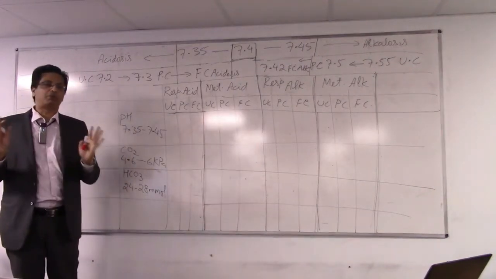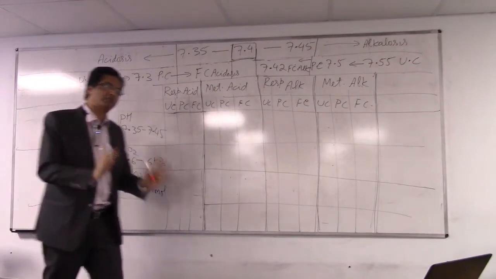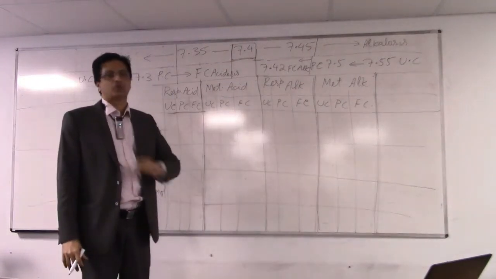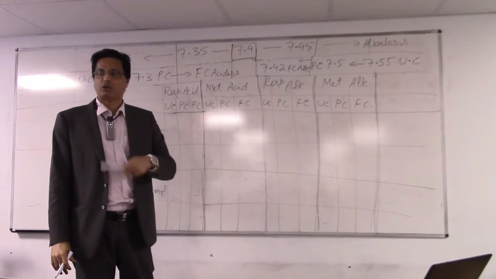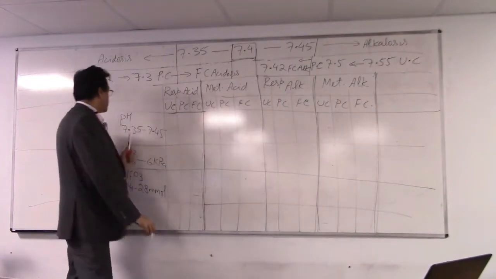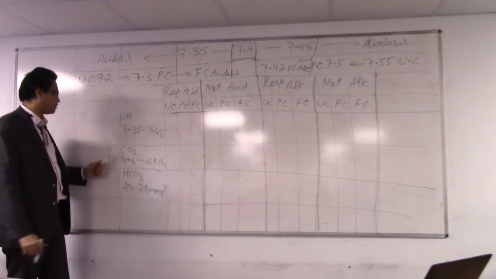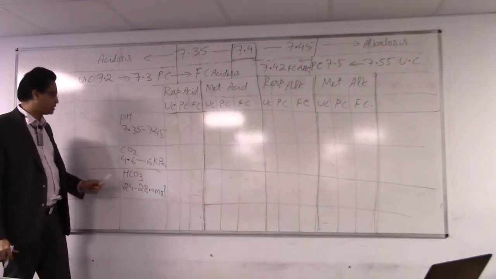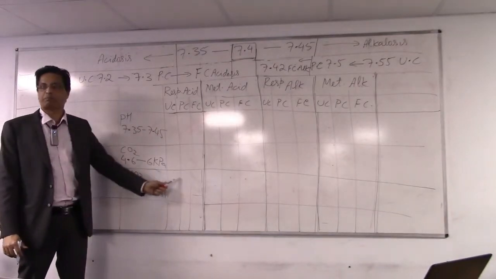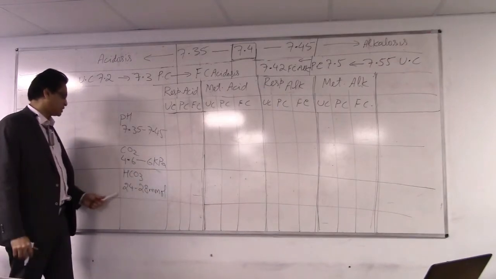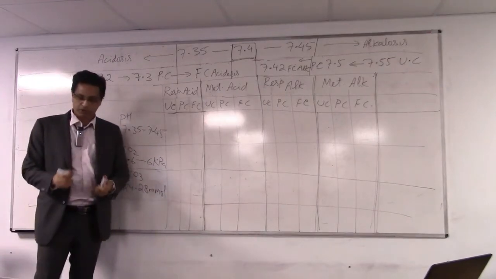It takes time for the body to compensate. That means before the compensation happened, that's what you call uncompensated. Now, the pH, all of you know, the normal range is 7.35 to 7.45, and the other one is carbon dioxide. Normal range is between 4.6 to 6 kilopascals, and bicarbonate is 24 to 28 millimoles.